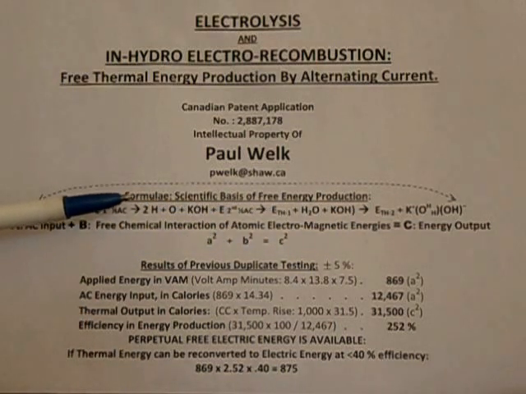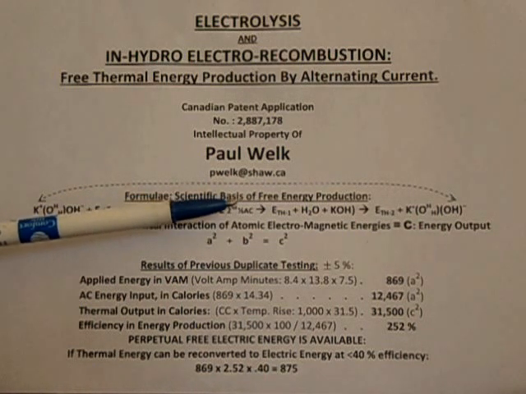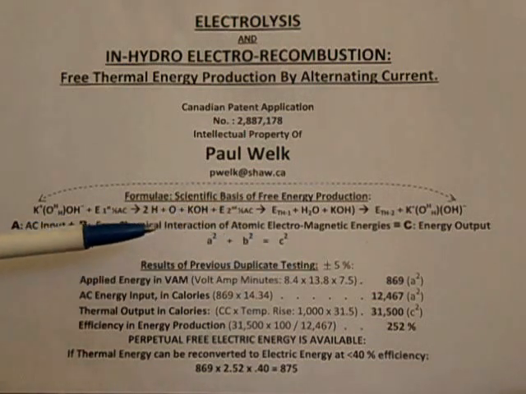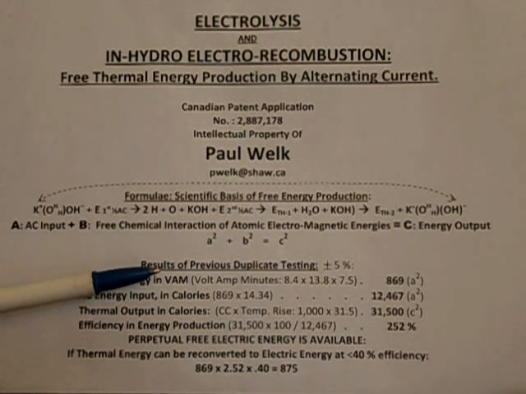By a series of exothermal chemical reactions, we are producing excessive amounts of energy which exceeds the input. So we are dealing with two types of energy. We're dealing with electric energy, which is measured in volt-amp minutes. Here is a formula to do that.